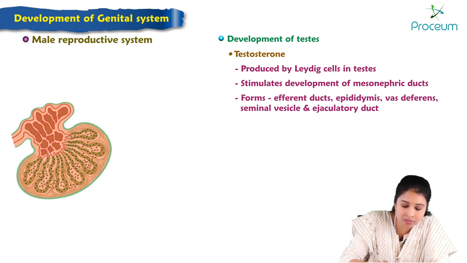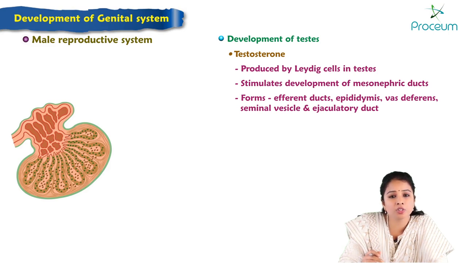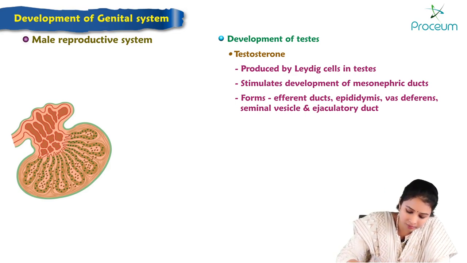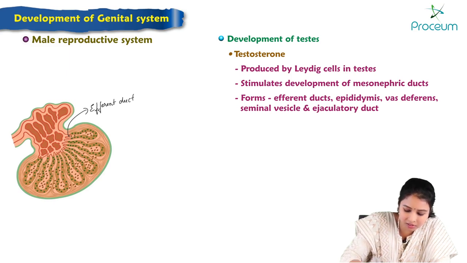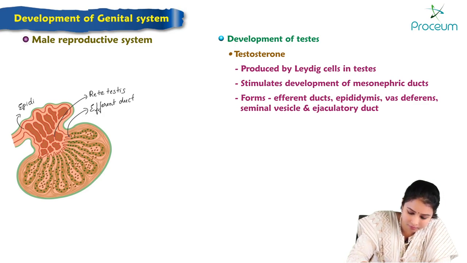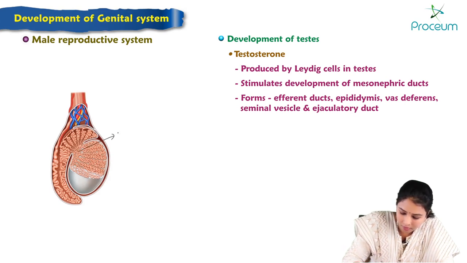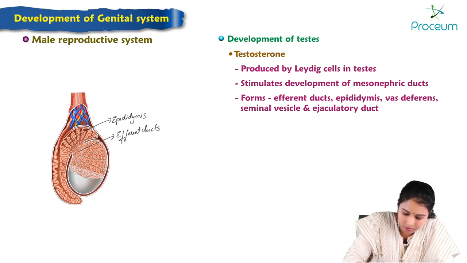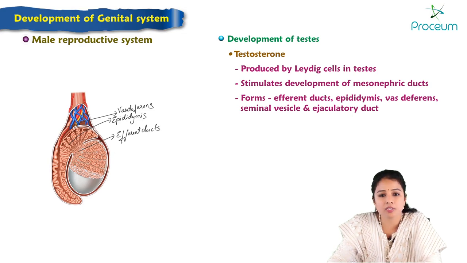So we can see the mesonephric ducts forming the ductal system. Because of the production of testosterone hormone by Leydig cells, which stimulates the development of mesonephric ducts into efferent ducts, here are the efferent ducts, which reach the rete testis or mediastinal testis to form the epididymis. We can see here, this coiled tube is the epididymis and here is the vas deferens, which is also called ductus deferens, and finally it forms the ejaculatory duct.